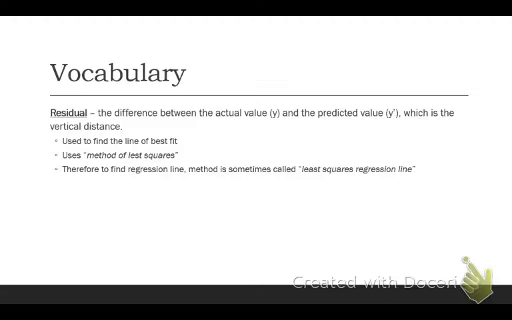It is used to find the line of best fit. Sometimes it's called the method of least squares. And so because it's sometimes called the method of least squares, finding the regression line is sometimes called the least squares regression line. And I'm just throwing that out there in case you go into maybe a level 4000 statistics class in college, which I had to do, and sometimes terminology changes. So I'm just telling you some extra information just for your general benefit.